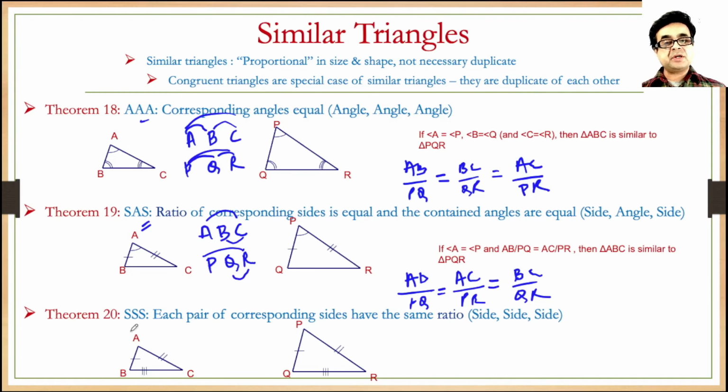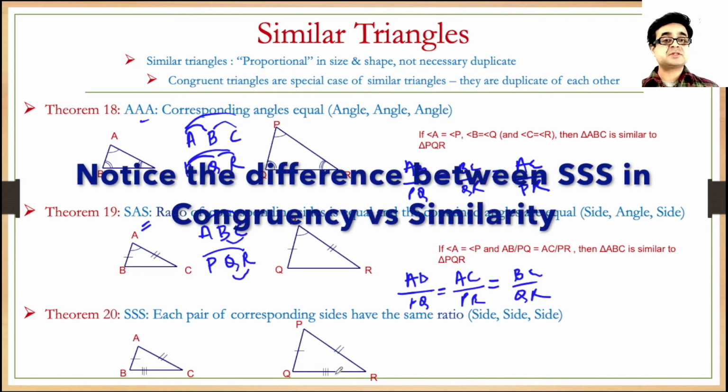And the third property is SSS, which means that if each pair of corresponding sides has the same ratio, so side AB divided by side PQ equals side AC divided by PR equals side BC divided by QR, then the two triangles would be similar.